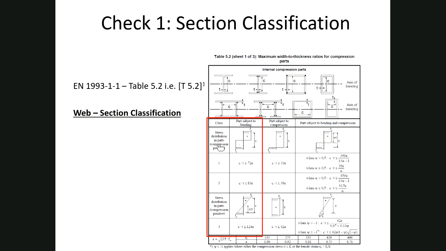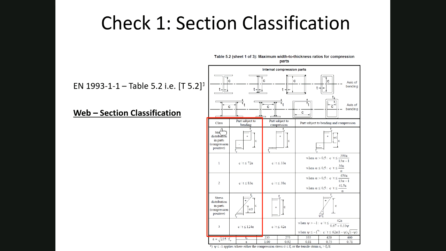And then the first column in here is the classification. So you can have a class 1, class 2, class 3, or a class 4 section. So effectively, for a class 3 section, the C value, the unstiffened length divided by the thickness, is less than or equal to 124 epsilon, where epsilon is equal to the square root of 235 divided by Fy, where Fy is the nominal yield strength of the material. There's a little table here at the bottom, table 5.1, which shows that if we're using, say, S275 steel, the yield strength is 275 newtons per millimeter squared, and then epsilon is equal to 0.92. So we can put the 0.92 in here, and we get 124 times 0.92. If C over T is less than or equal to that, then it's a class 3 section. But if it's greater than 124 epsilon, then it's a class 4 section.